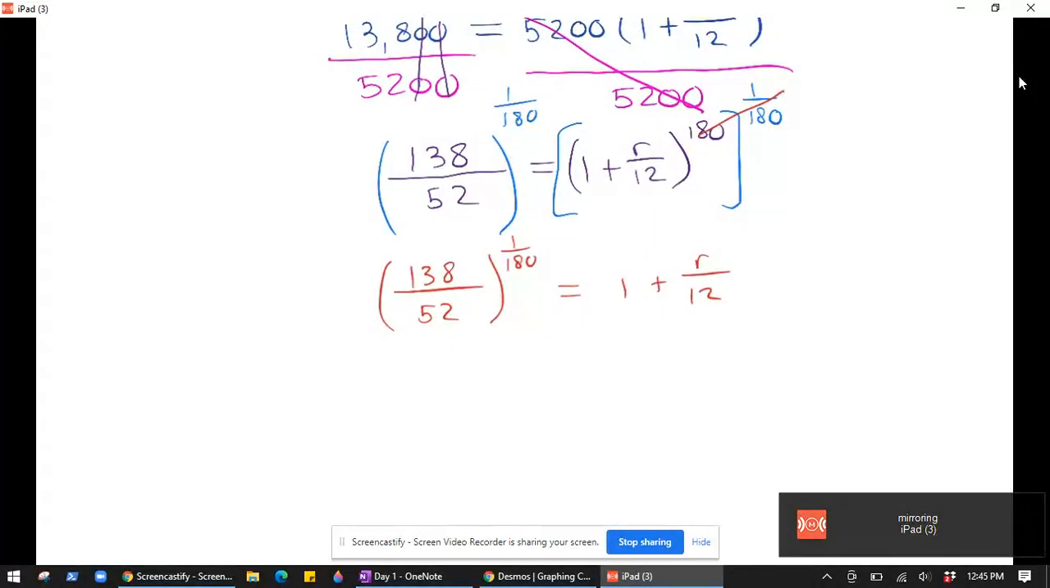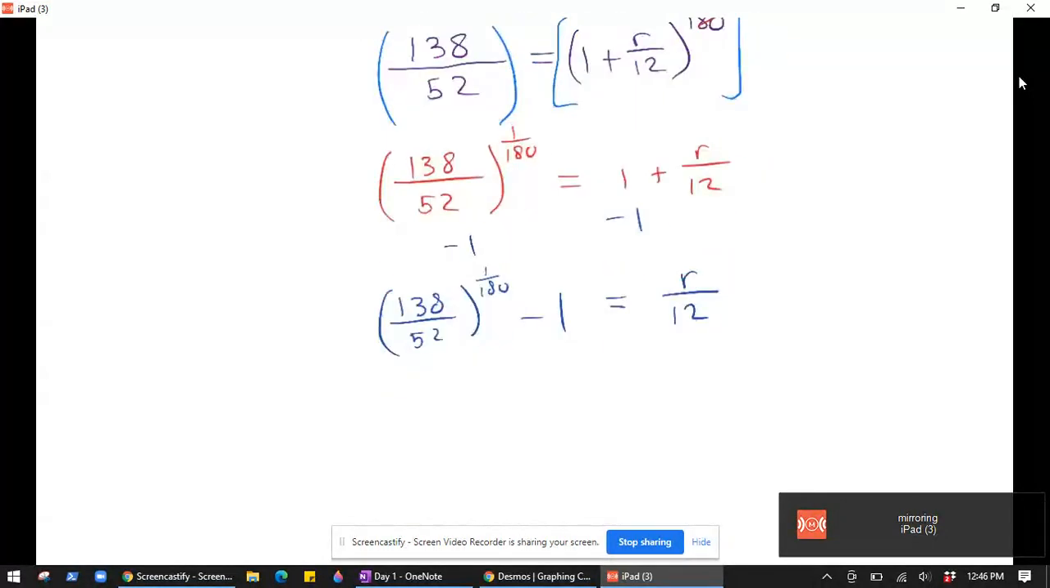Now I've got two things happening to R. It's being divided by 12, and then you're adding 1 to that. I've got to undo those in reverse order, so I need to subtract 1 from both sides. So I get 138 over 52 to the 1 over 180 minus 1 is equal to R over 12. And then the last thing I've got to undo is that division by 12. So I've got to multiply by 12. I'm going to put big parentheses to make sure I multiply my whole answer by 12. So my answer is R is equal to this thing up here.